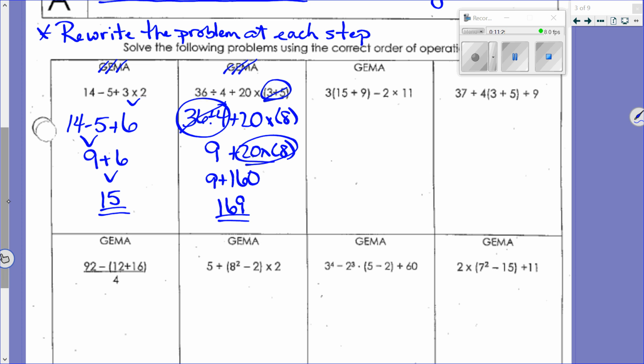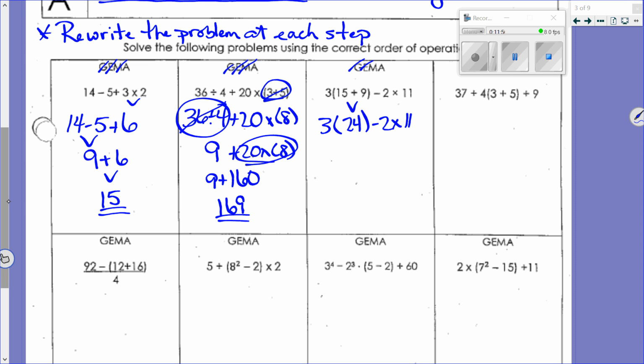Starting to make sense? Okay, let's do one more. Do I have any grouping symbols? Yes. 15 and 9. So I have 3, parentheses, 15 plus 9 is 24 minus 2 times 11. Do I have any additional grouping symbols? No. Do I have any exponents? Nope. Any multiplication or division?